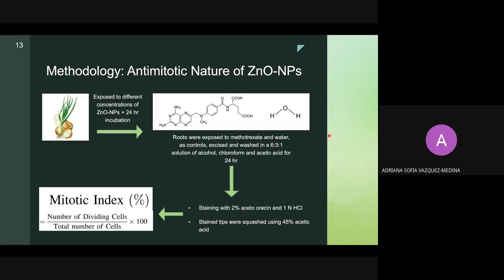After 24 hours of exposure with a solution of 6-2-3-2-1 alcohol, chloroform, and acetic acid, they stained the samples with 2% acetyl-orcein and 1 normality HCl. The stained tips were squashed using 45% acetic acid, and the mitotic index was calculated.